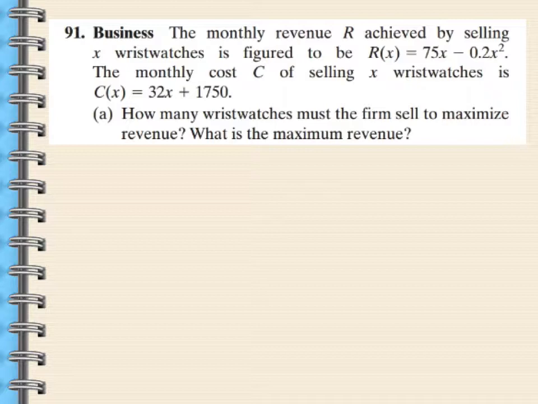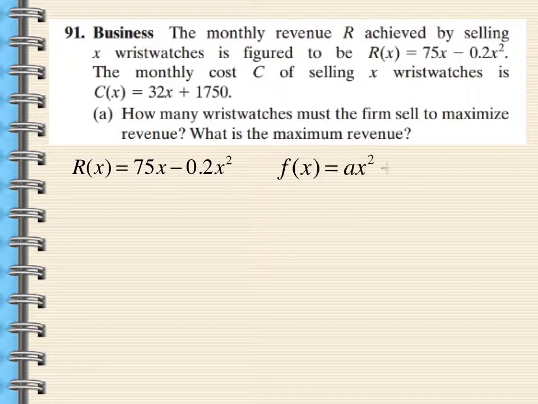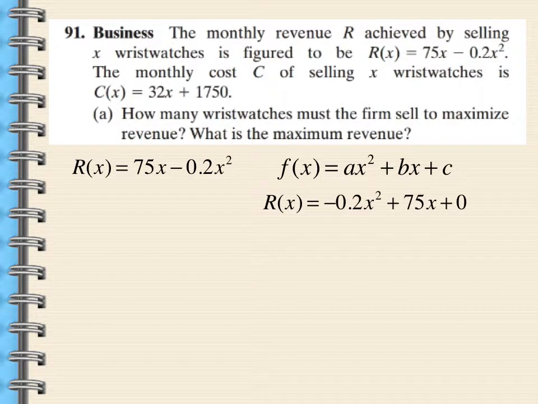Problem A: how many wristwatches must the firm sell to maximize revenue? What is the maximum revenue? So here's our revenue function, which we know is a quadratic function because it has x to the second power. In fact, it's a quadratic function that opens down, because if I were to write it in standard form, I see that my leading coefficient is negative.